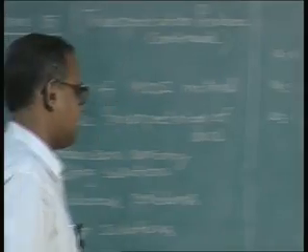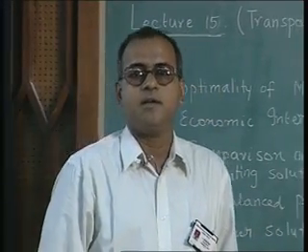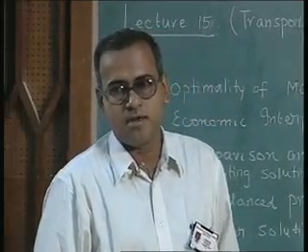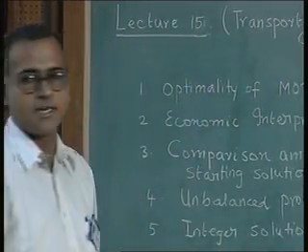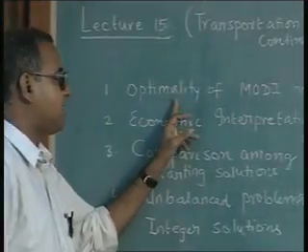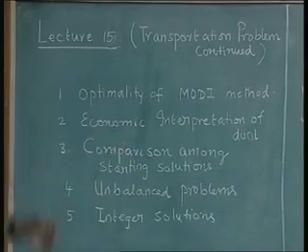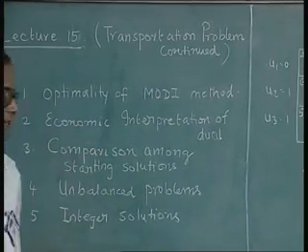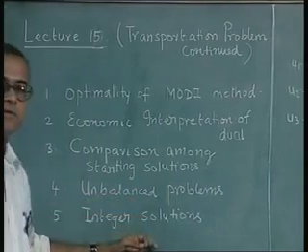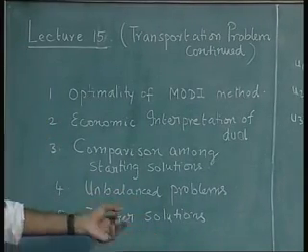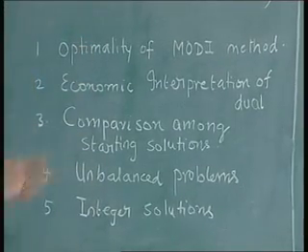In the last lecture, we saw the two methods to solve the transportation problem optimally, which were the stepping stone method and the modified distribution method. Now, we look at all these aspects of the transportation problem, which is the optimality of the MODI method, economic interpretation of the dual to the transportation problem, comparison among the various starting solutions, how to solve unbalanced problems, and how we ensure that we get integer solutions to the transportation problem even if we solve it as a LP. We will look at all these dimensions one after another.